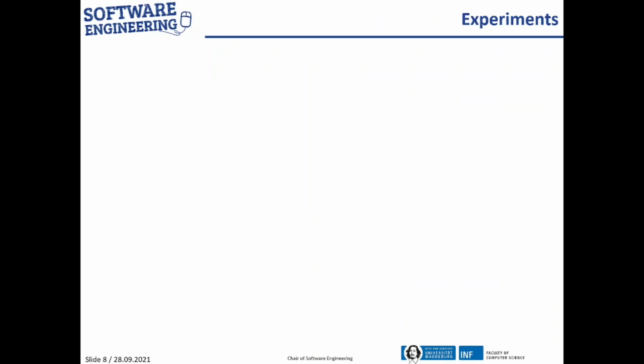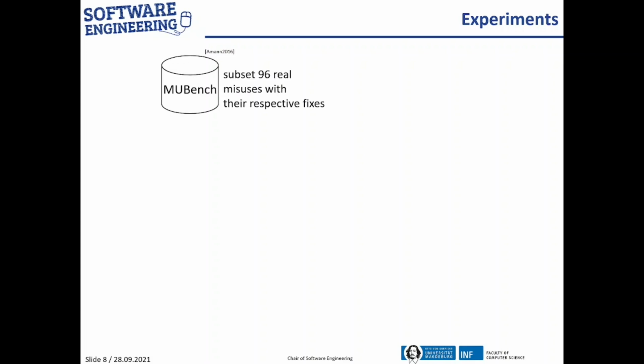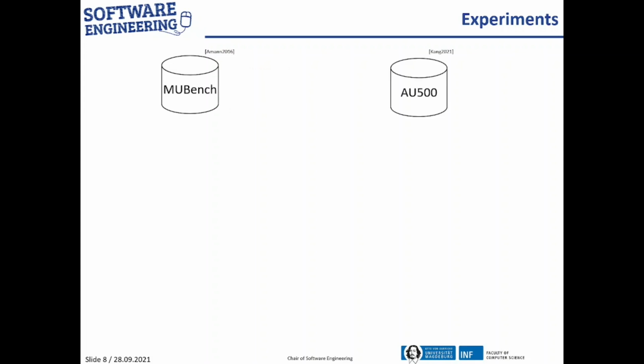In our experiments, we used two datasets. First, the MUBench dataset consisting of already fixed misuses, where we have the misuse and the fixed version. And here we used a subset of 96 of those entries. And the AU500 dataset, which is a manually validated dataset of API usages, whether they are misuses or correct usages. And here we used a subset of 493 of them.